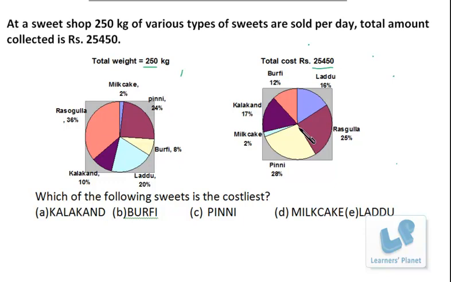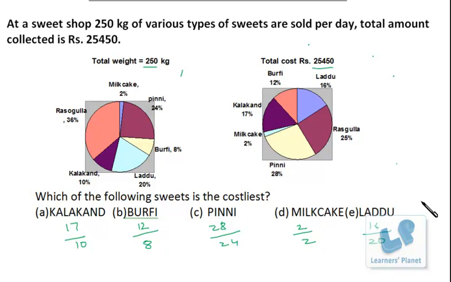So for Kalakand, the numerator is 17 and the denominator is 10. For Burfi, the numerator is 12 and the denominator is 8. For Pinni, the numerator is 28 and the denominator is 24. For Milk Cake, the numerator is 2 and the denominator is also 2. For Laddu, the numerator is 16 and the denominator is 20, right?